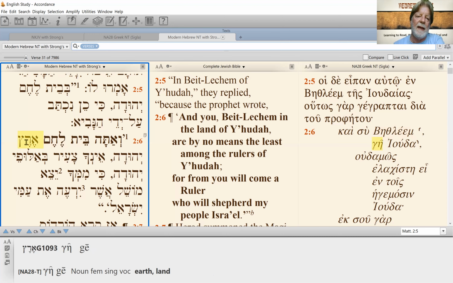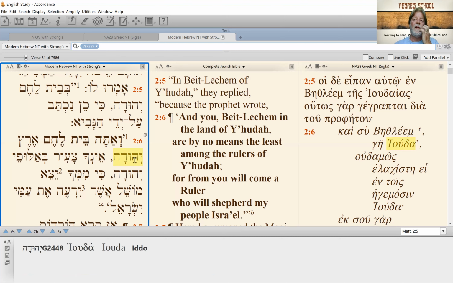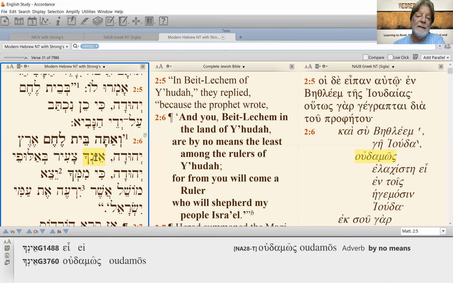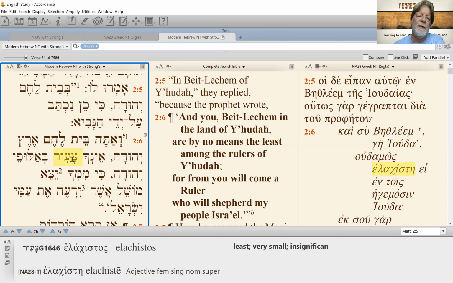Eretz means land, or in this case, like a region or a tribal region of Yehuda. The city of Bethlehem was in the tribe of Judah and in the region of Judea, the southern part of the promised land. Ayin Ka, this is kind of awkward. It is not to you, or you are not. Tsa'ir means to be small or insignificant.